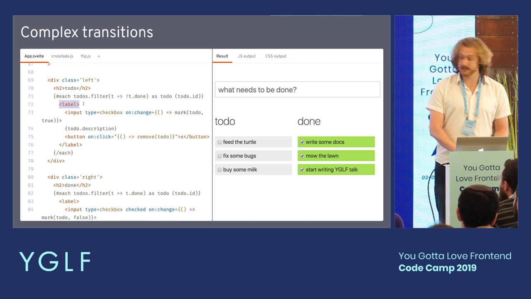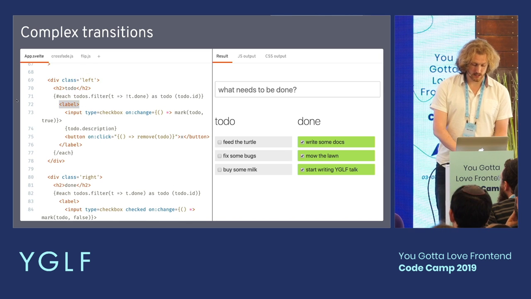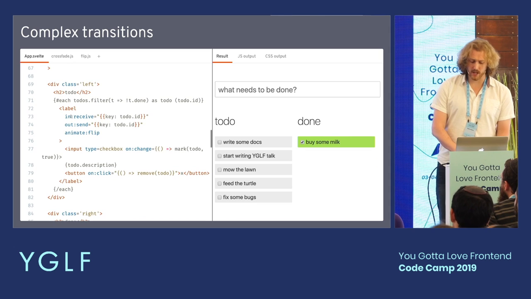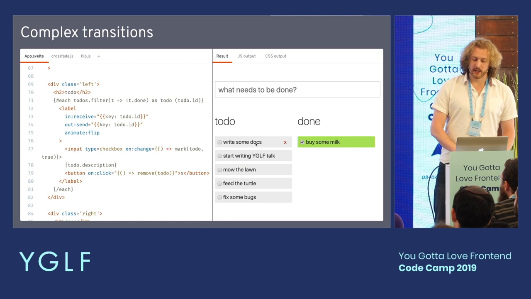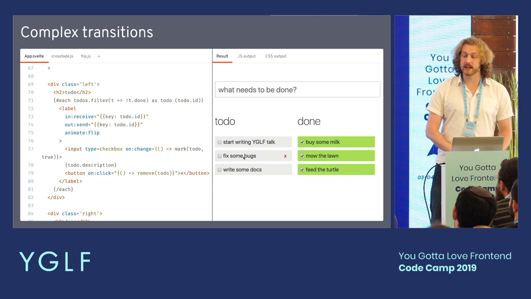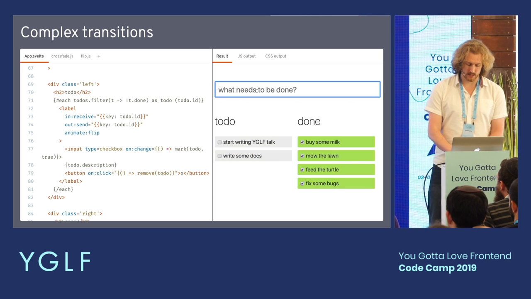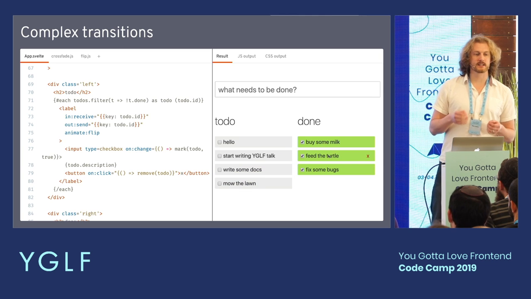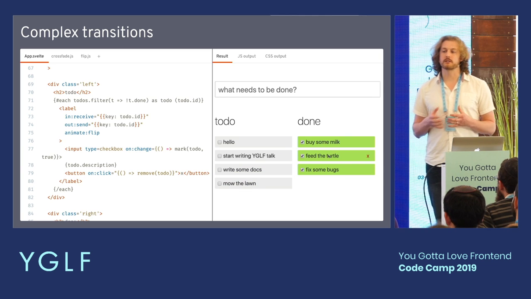And so I'm going to take this label here, and I'm going to add some directives to it. And now, when I toggle these, they move out of the way cleanly like that. And again, this is all done with CSS and not JavaScript. This is the kind of feature that most frameworks don't include.